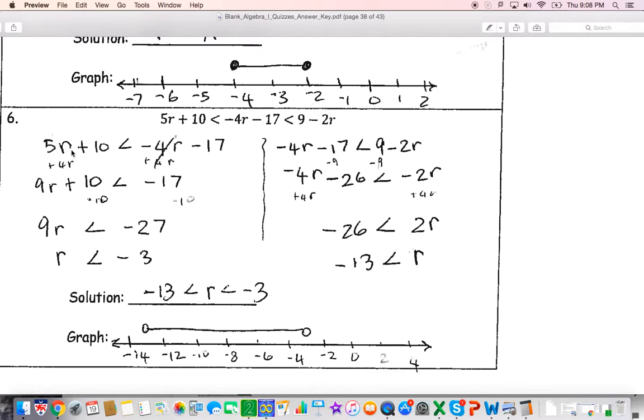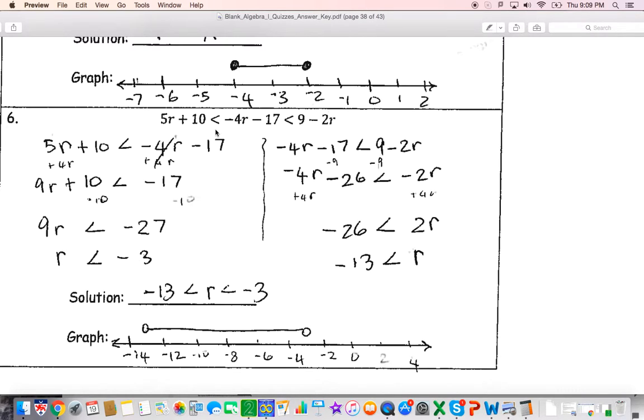We're going to try and isolate the r. So I'm going to get my r's on one side. In order to do that, I added 4r to both sides. So I have 9r over here, but it's gone from this side. Then I went ahead and subtracted 10 from both sides. So this is gone from that side. And so we have 9r is less than negative 27. And then I divided both sides by 9, and I got, this is not an n, this is an r, that r is less than negative 3.